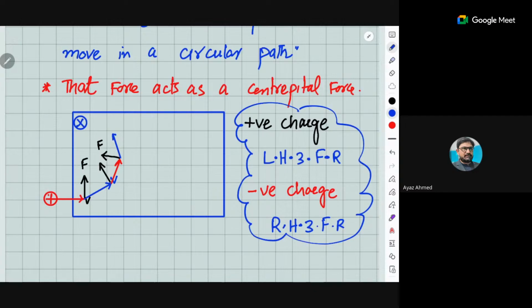So overall, if I draw the magnetic field in this way and the motion of the charged particle, what is the motion of this charged particle? The charged particle has a curved path, or a circular motion. You got my point? This is the direction of the charged particle.